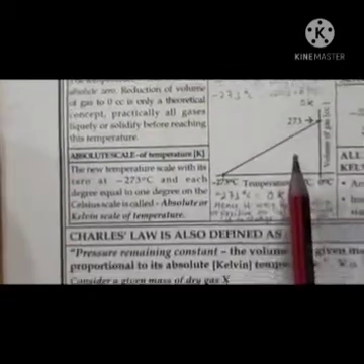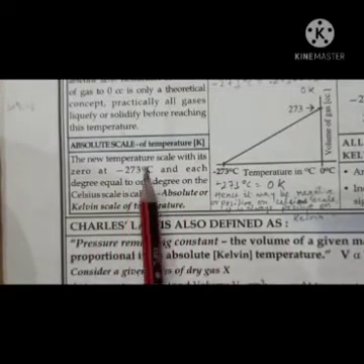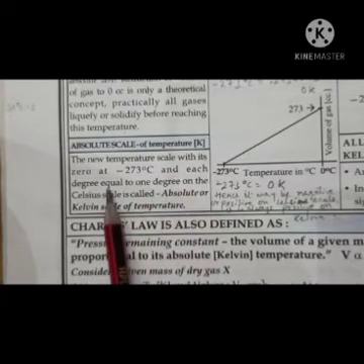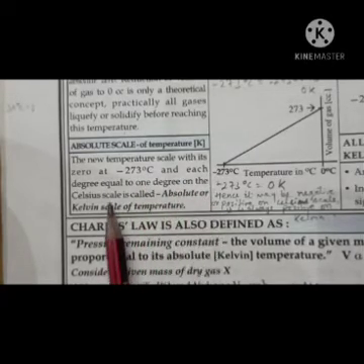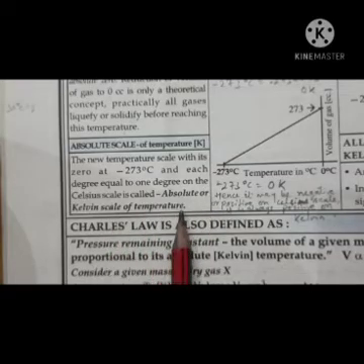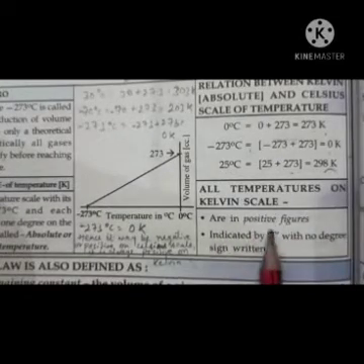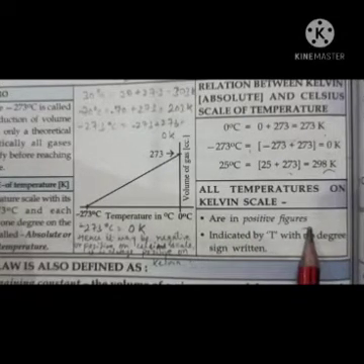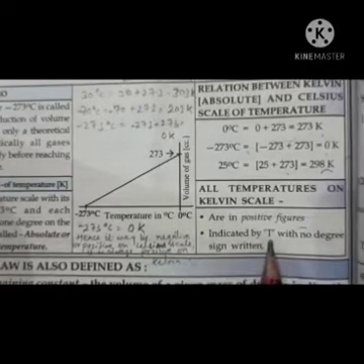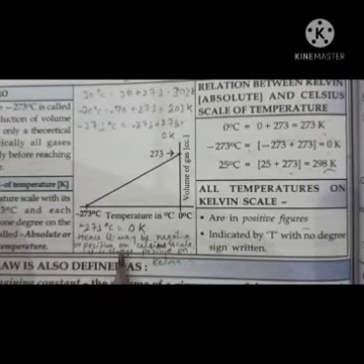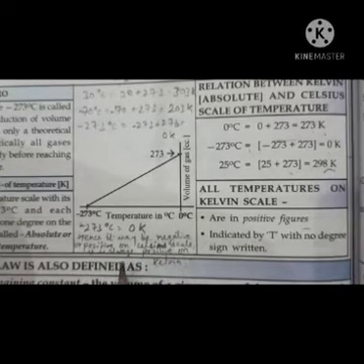Now, what is the absolute scale of temperature? The new temperature scale with its 0 at minus 273 degrees Celsius and each degree equal to 1 degree on the Celsius scale is called the absolute or Kelvin scale of temperature. All temperatures on the Kelvin scale are always positive figures, and they are indicated by capital T. Because you know that minus 273 degrees Celsius is equal to 0 Kelvin, hence it may be negative or positive on the Celsius scale, but it is always positive on the Kelvin scale.